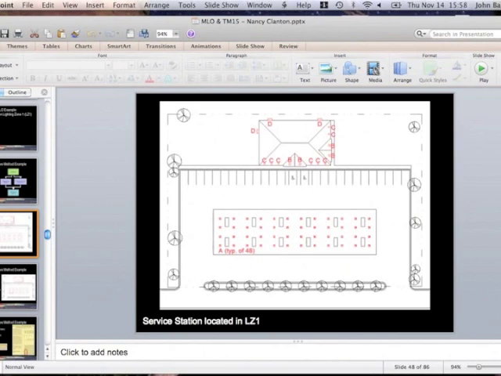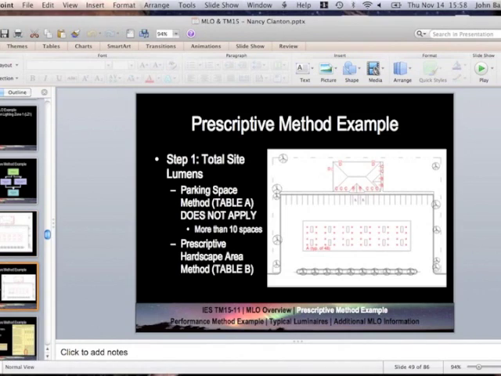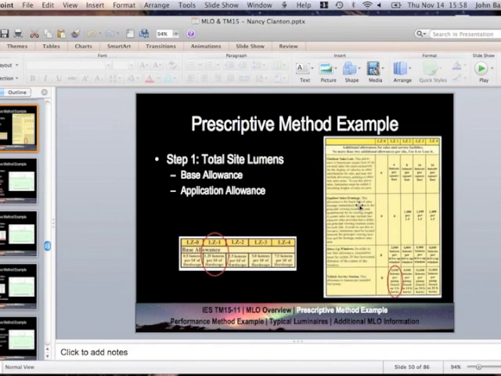We are forced to look at the other site lumen limit in the prescriptive method. So step one, we actually have to determine how many site lumens we do get. Parking space method does not apply. Prescriptive hardscape area using Table B does apply. We'll look at the total site lumens and we'll begin with the base allowance. In the base allowance in Lighting Zone 1, we're allowed 1.25 lumens per square foot of hardscape.